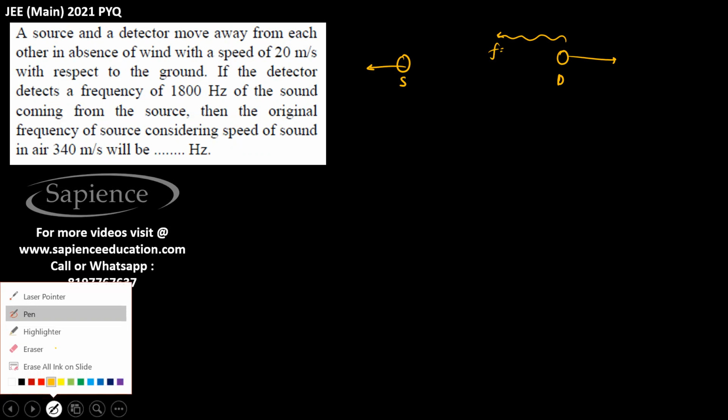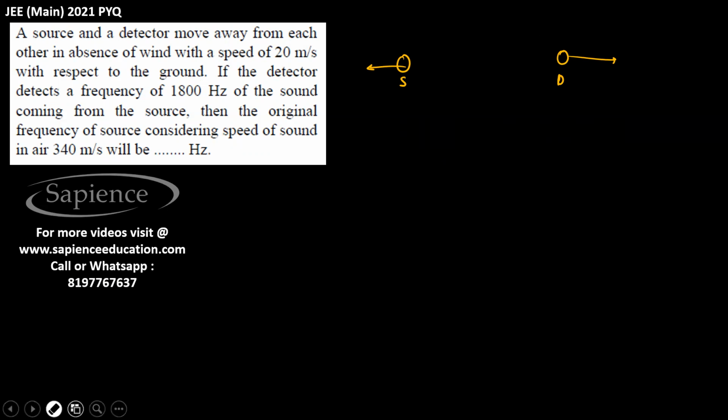Moving to the next question, it's given that a source and a detector move away from each other in the absence of a field. So there is a source, there is a detector, both are moving away from each other. The detector detects the frequency, that means the sound is produced by the source and it is detected by the detector with a frequency of 1800 hertz. So that's not the frequency of the source, but it's an apparent frequency heard by the detector.